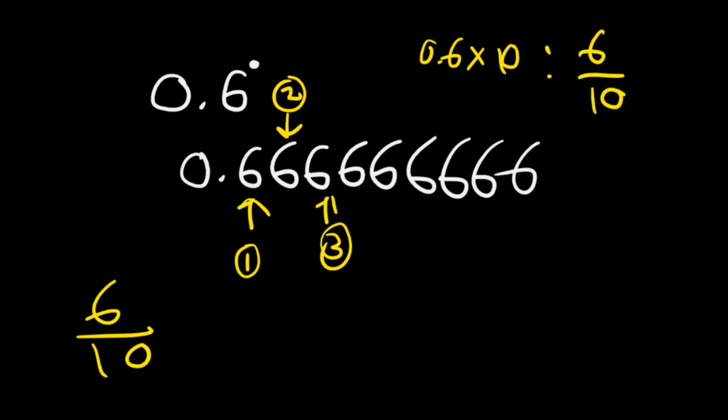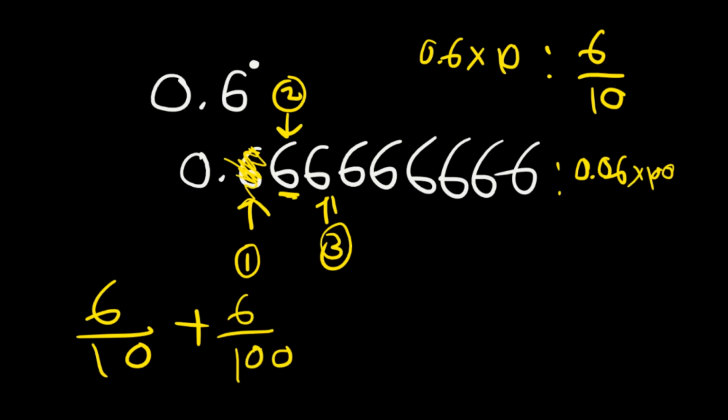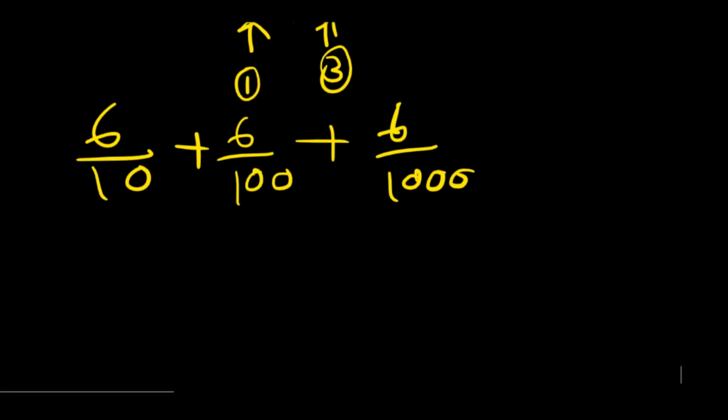So 6 over 10 plus, why did I say 6 over 10? I mean, the opposite of multiplication is division. That's how I got that. Now we scratch it out. We want this 6 now, so it's going to be 0.06 because this 6 is gone. How do you write this in fraction form? Multiplied by 100. So it's going to be 6 over 100 plus, I guess now you know how it's going to look. It's going to be 6 over 1,000. Then you have your sequence now.